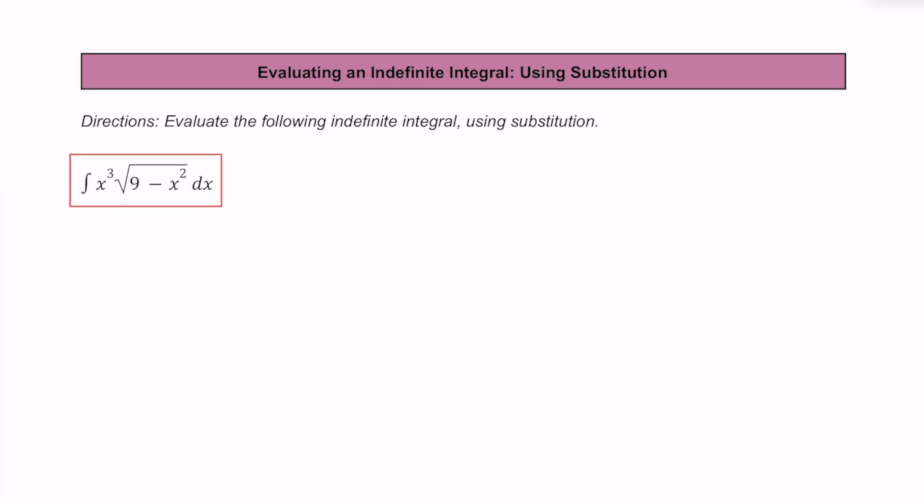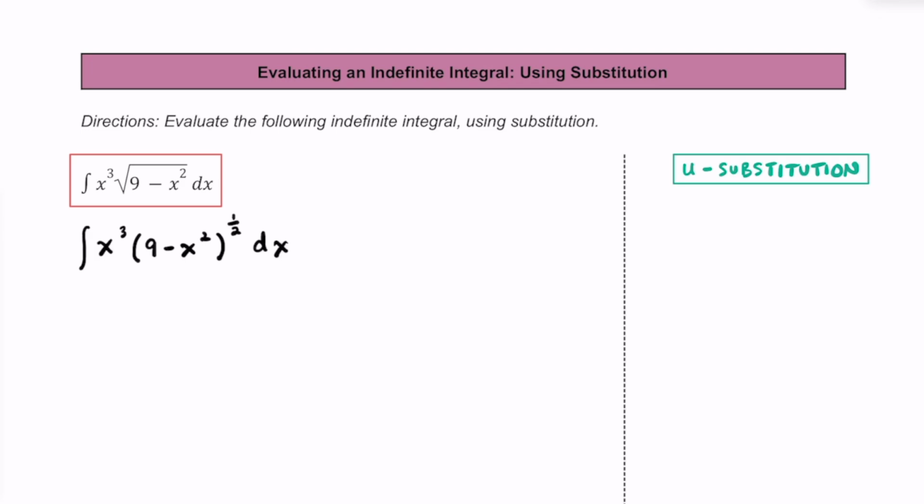Before we do that, let's take this square root function and rewrite it using a rational exponent, or a fractional exponent, because I think that's going to be a little bit easier for us to deal with. So I'm going to rewrite this as the integral of x cubed multiplied by the quantity 9 minus x squared, and instead of taking the square root of it, let's just raise it to the 1/2 power. Keep in mind that that means the same thing as the square root of that expression.